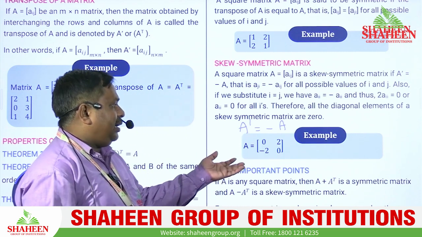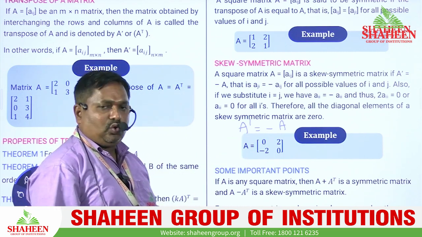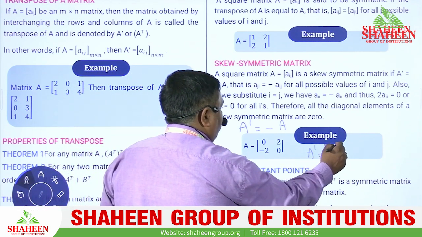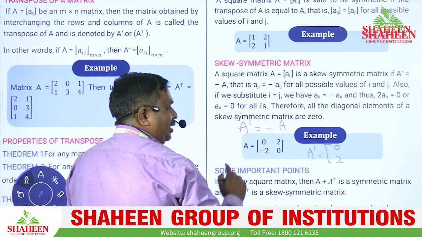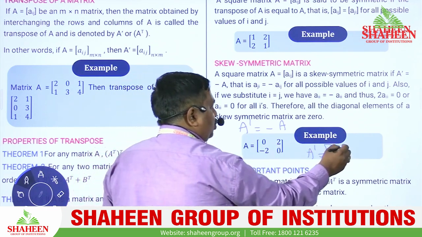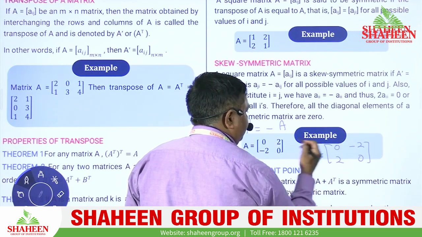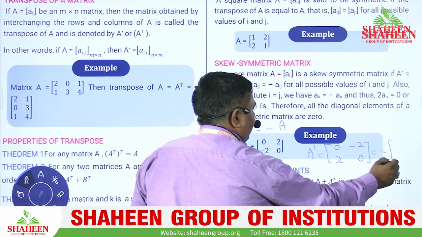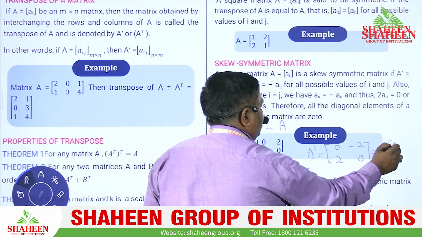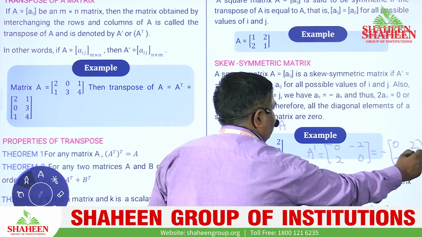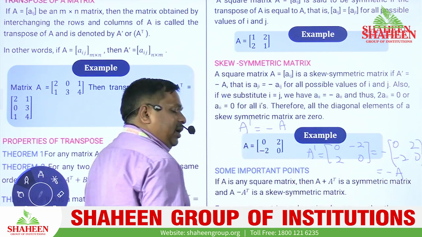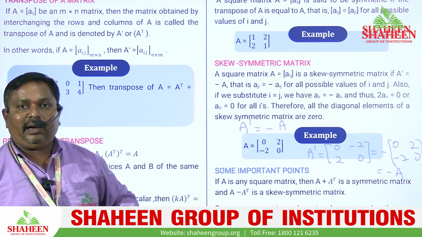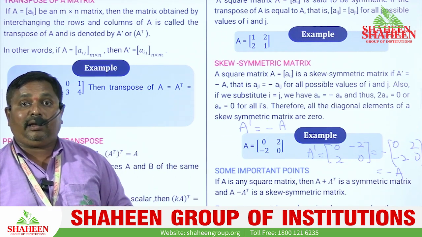For example, here A is equal to [0 2; -2 0]. If we write its transpose, A transpose, the rows are changed into columns. The first row I have written as a column, 0, 2, and the second row, minus 2, 0, becomes the second column. On taking minus common from this matrix, this becomes [0 2; -2 0], which is the same as the given matrix A. So A transpose is equal to minus A, and then the matrix is called a skew symmetric matrix.